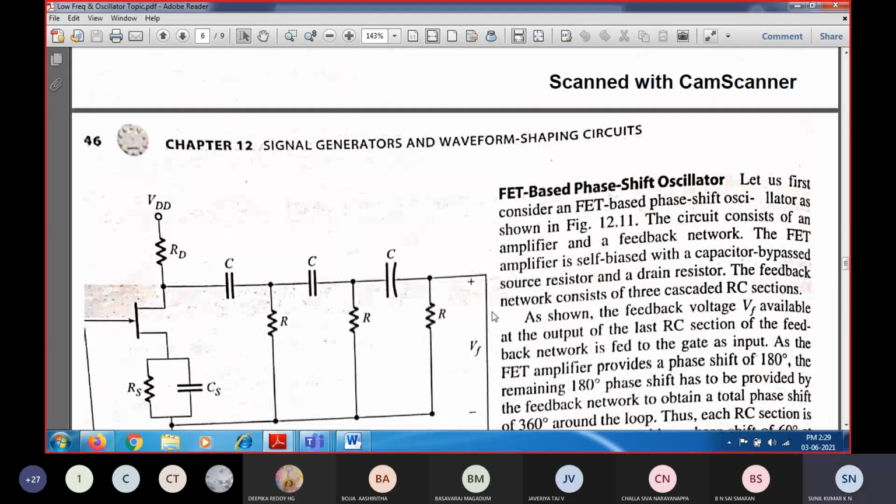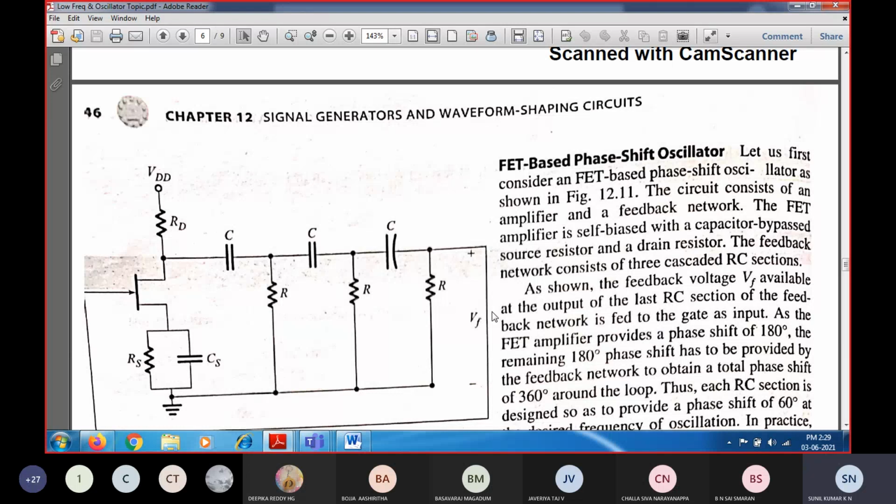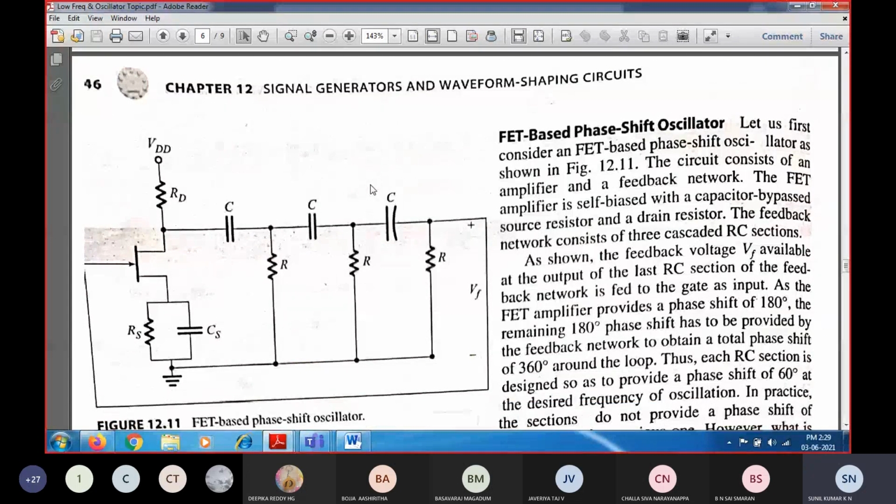So in the previous class, I started with the phase shift oscillator. Before that, we studied the amplifier. What are the characteristic parameters? What are the biasing problems? Everything we have discussed, and the small signal equivalent circuit model. Also, we developed the high frequency equivalent circuit model and the frequency response of an amplifier. So the entire amplifier topic we have studied, and now it is time to switch to the applications of the amplifier.